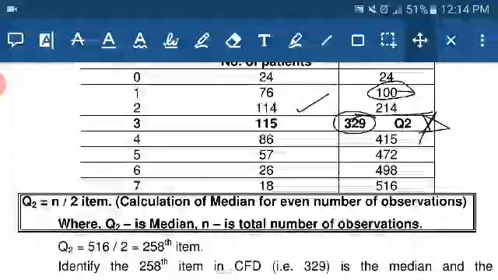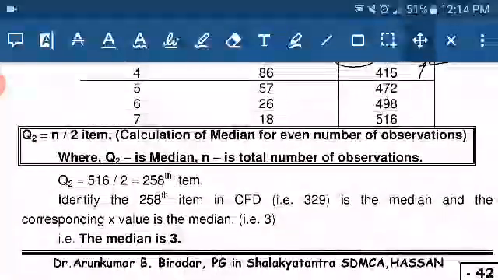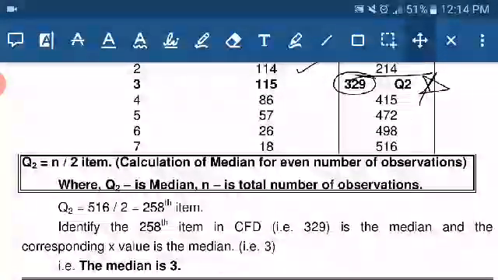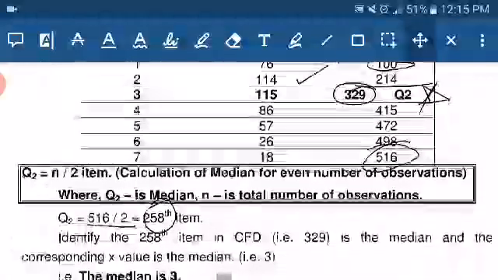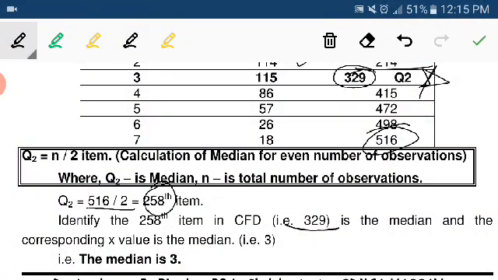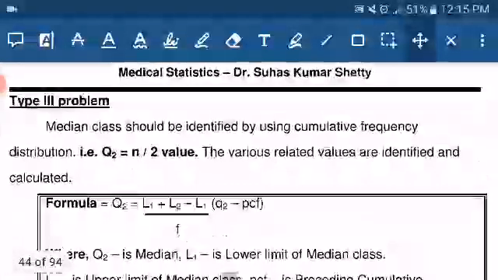which means n by 2, for the calculation of the median for an even number of observations, where Q2 is the median and n is the total number of observations. The last cumulative frequency, 516, divided by 2 is the 258th item. Identify the 258th item in the CFD. This 329 contains the median, and the corresponding value is 3. The median is 3.